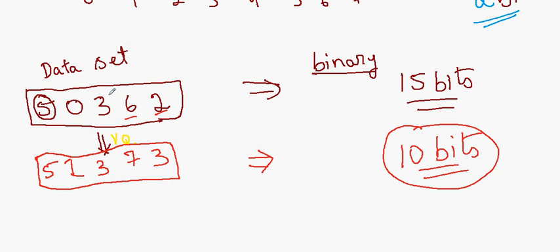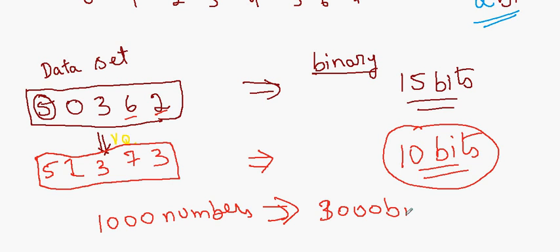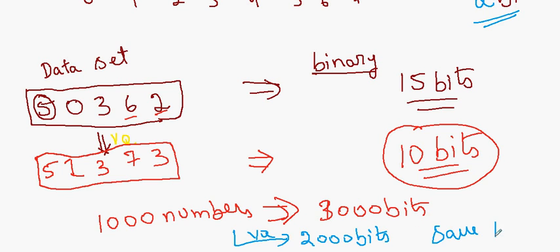So if I have a data set which has around 1000 numbers, then without using vector quantization, I will be using 3000 bits. With vector quantization, I'll be using just 2000 bits. So due to compression, that is through vector quantization, I save 1000 bits.